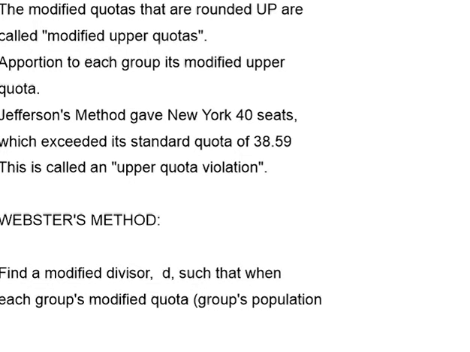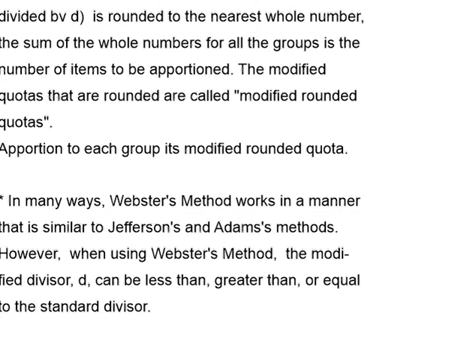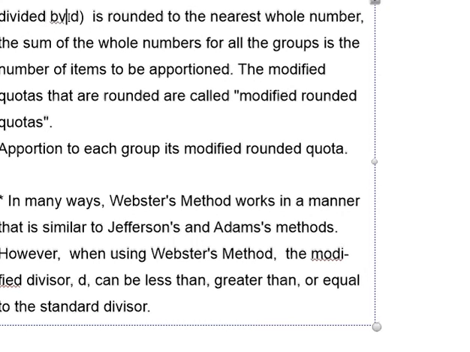Webster's method. Find a modified divisor D such that when each group's modified quota, the group's population divided by D, is rounded to the nearest whole number. The sum of the whole numbers for all the groups is the number of items to be apportioned. The modified quotas that are rounded are called modified rounded quotas. Apportion to each group its modified rounded quota.